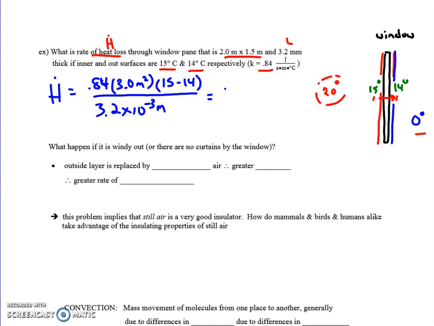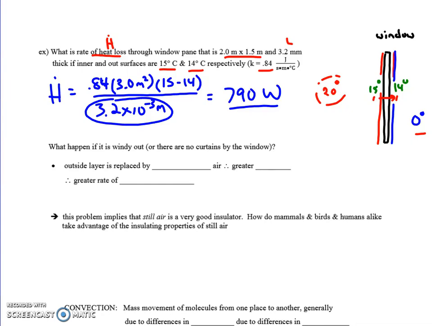All right, so we plug in the numbers, we're going to find that this is a very large number, 790 watts. So we're losing heat from that home. So you might ask yourself, well, how can we offset this? Well, if you look at really good windows, they will have much thicker, they might be double paned, okay?